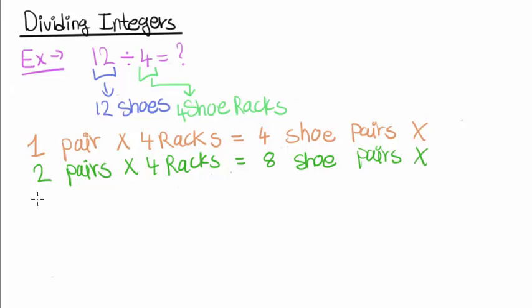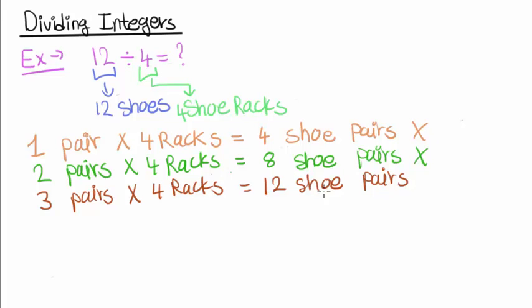Let's say I have 3 pairs of shoes in each rack. So I'll have 3 pairs times 4 racks to give me 12 shoe pairs. And since 12 shoe pairs are the exact number of shoe pairs that I'm looking for, my answer will be that I need to put 3 pairs of shoes in each rack so that it fulfills my answer. Therefore, 3 is the answer to 12 divided by 4.